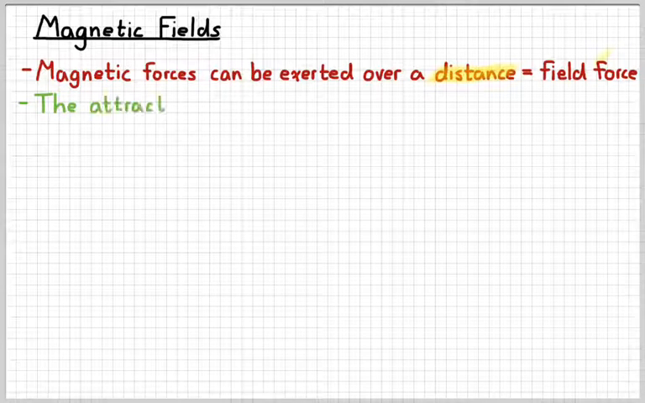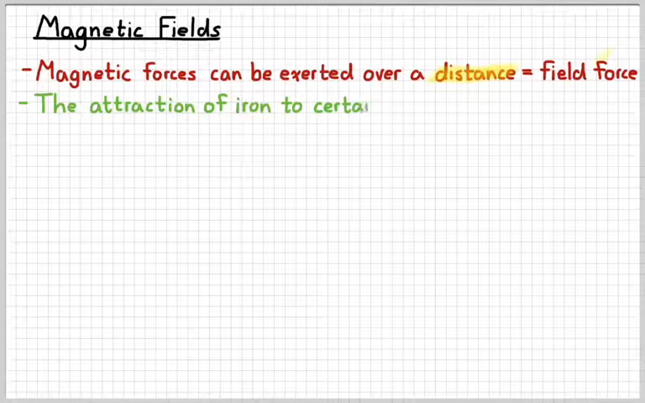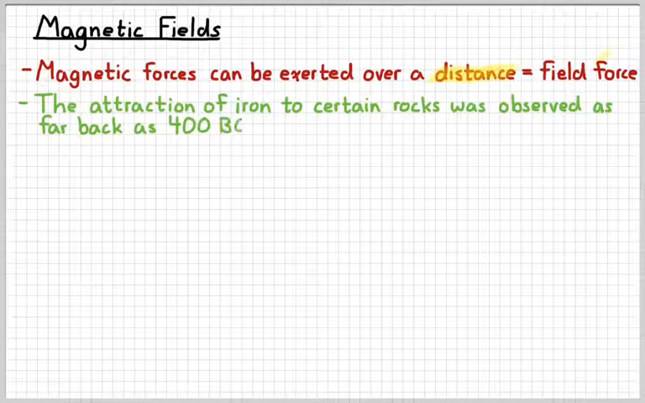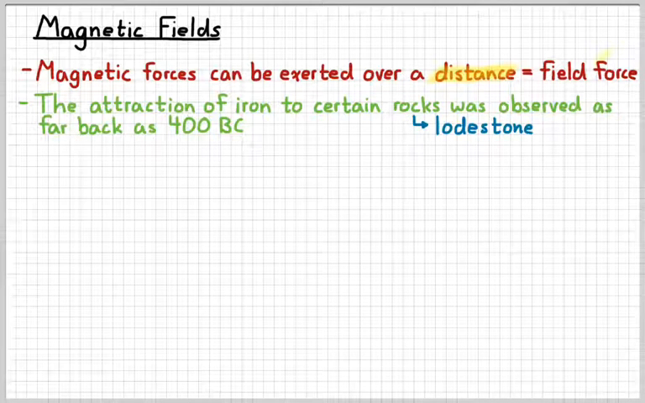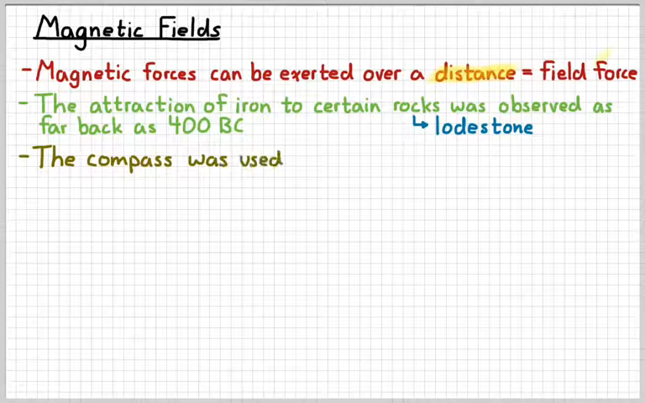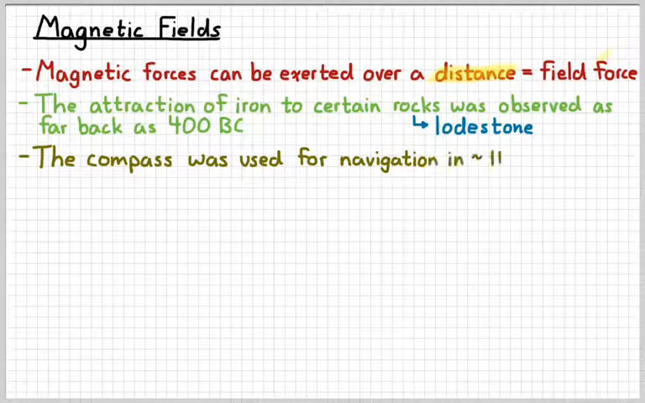Now the rest of this is just a little bit of background, so don't feel like you necessarily need to write it down. But the effect of magnetism was first observed, as far as we know, as far back as 400 BC. People knew that iron would be attracted to certain rocks. These rocks were called lodestones. The compass was invented somewhere in 1100 AD, probably in China, and it was used for navigation. People could figure out which way north was by using a compass. A compass is just a tiny little magnet that's free to swivel around, so it'll line itself up with the Earth's magnetic field.